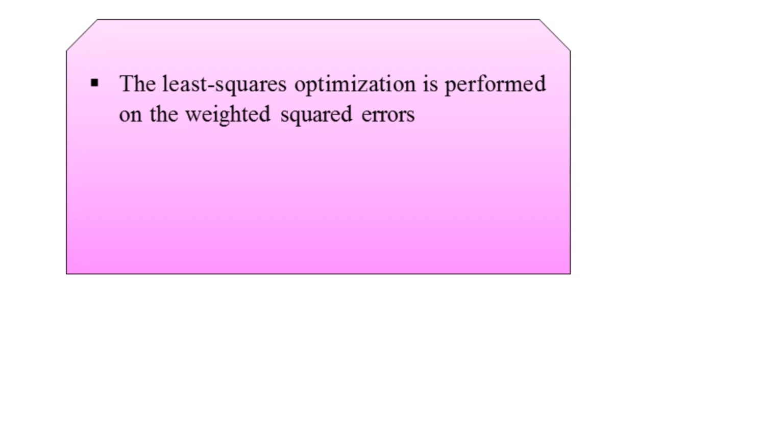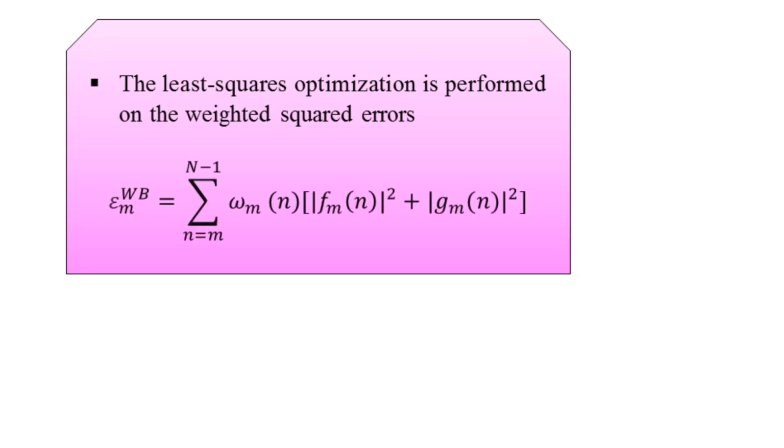And the least square optimization is performed here on the weighted squared error. This is denoted by eta suffix m with the power capital W, capital B, and this is equal to the summation n equal to m to capital N minus 1 of W suffix m of n multiplied by the square bracket that has the addition of the two magnitude squares. First one for the forward case, that is f suffix m of n magnitude squared, further added to g suffix m of n magnitude squared here.